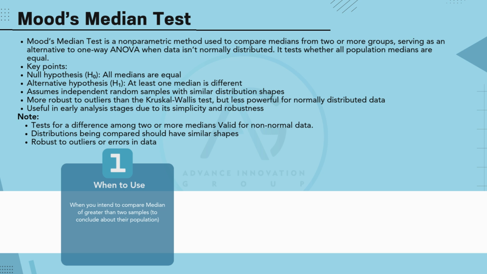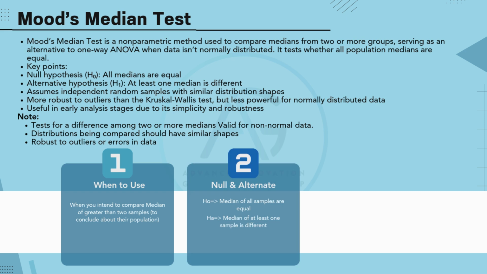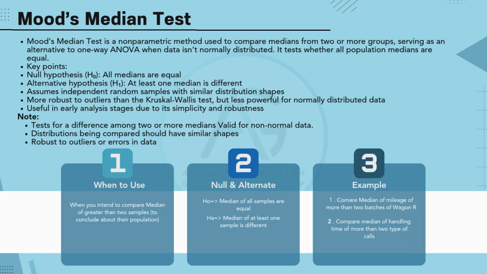Null hypothesis, H0: all group medians are equal. Alternative hypothesis, H1: at least one group median is significantly different. It assumes that samples are independent and come from populations with similar distribution shapes. While not as powerful as the Kruskal-Wallis test for normally distributed data, Mood's test is more robust in the presence of outliers. Highlight practical uses in Six Sigma or other data analysis contexts.